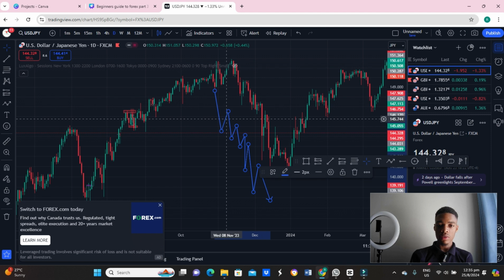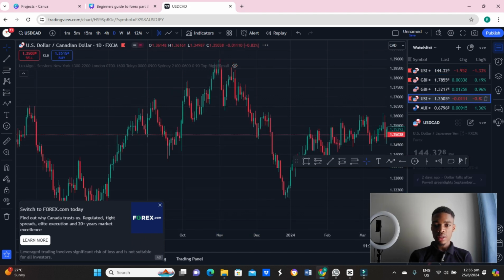As such, if I'm placing a trade, I would want to sell the US dollar against the Japanese yen, because the Japanese yen is the stronger currency at this moment in time. So based on these structures, you can make a decision on what action you should take as a trader.